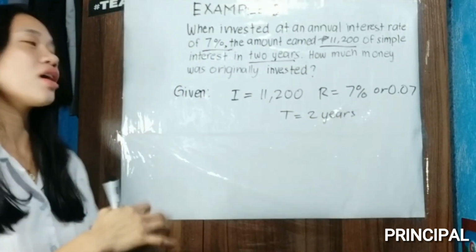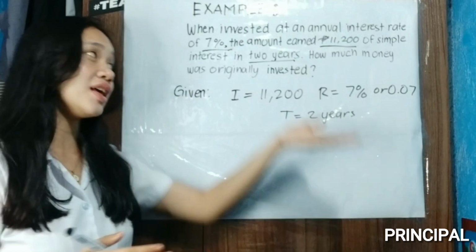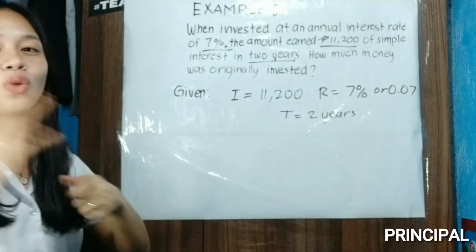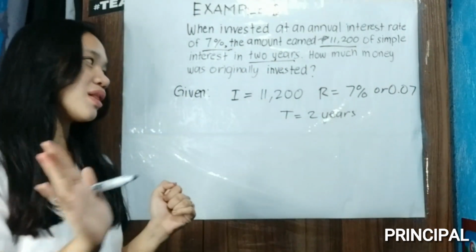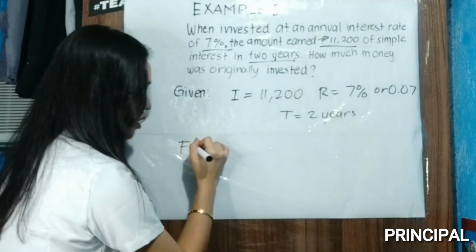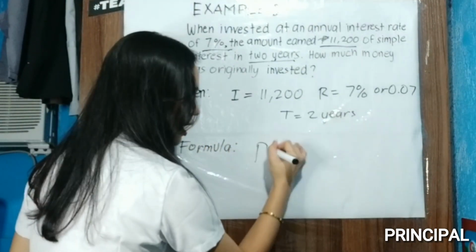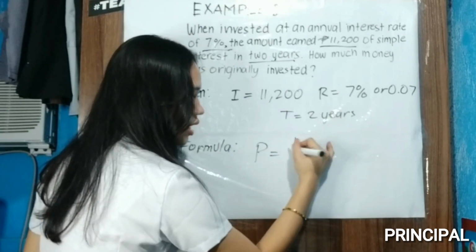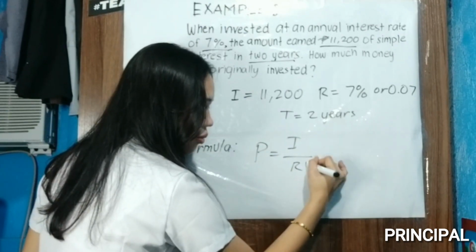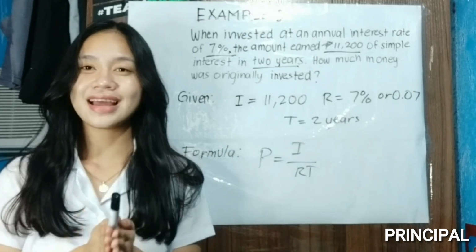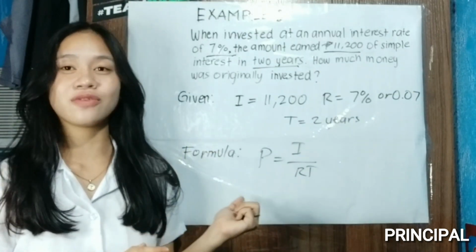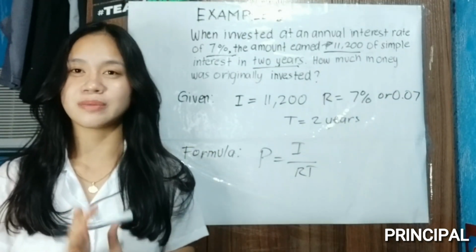So here are the given in our problem. Now, what is the formula that we're going to use? The formula that we're going to use is P is equal to interest over rate multiplied by time. And now that we have the given and we have the formula, let's now solve for the principal.